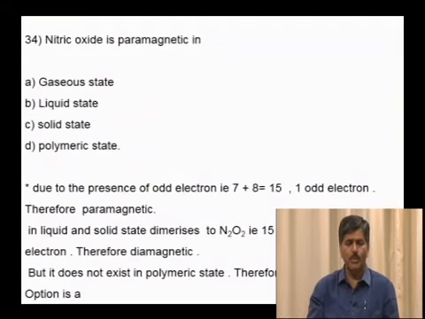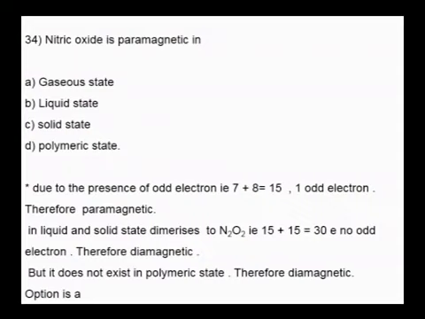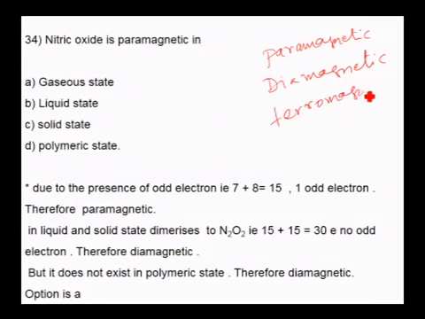Let us see the 34th question. Nitric oxide is paramagnetic in nature. The options are gaseous state, liquid state, solid state, polymeric state. So substances are broadly classified into 3 types. The first one is paramagnetic substances, the second one is diamagnetic substances, the third one is ferromagnetic substances. There are 2 more types, ferrimagnetic and antiferromagnetic.